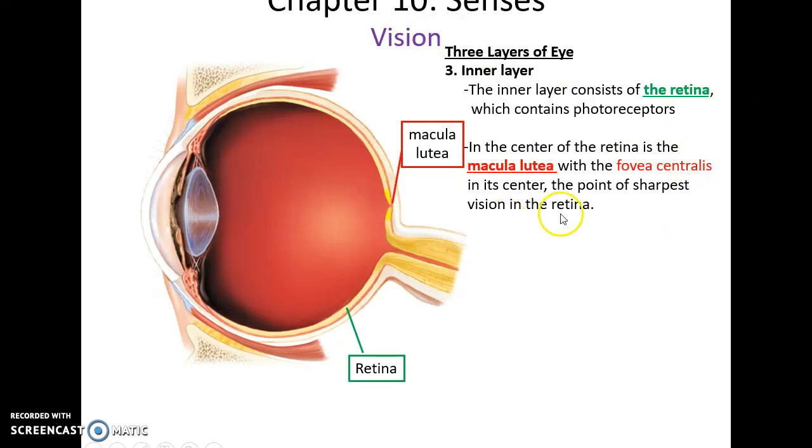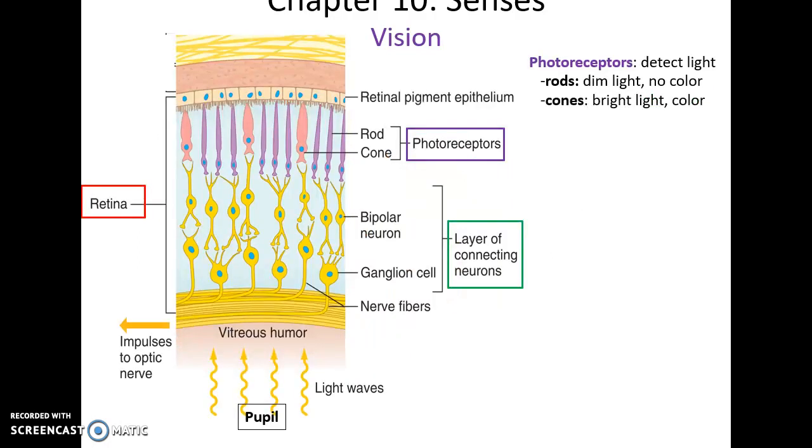Toward the back of the eye, we also have the retina, the innermost layer. It is only found toward the back of the eye and the middle part of the eye. So here is the retina. It has the photoreceptors, so it detects light. There is a specialized structure called the macula lutea, and at the center of the macula lutea is the fovea centralis. This is where we get the sharpest, best vision possible.